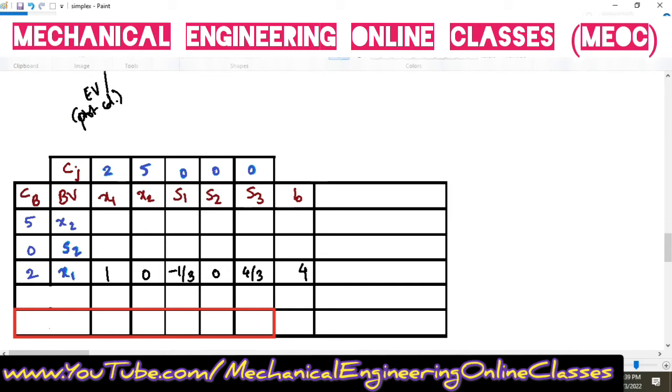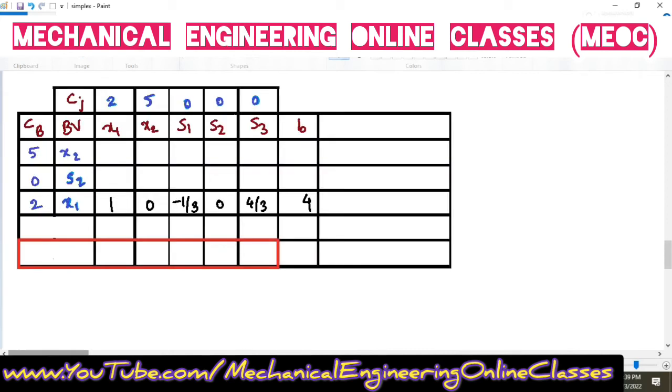And we also know the formula for the other rows. We need the new x2 row and the new s2 row. So let us start with x2.